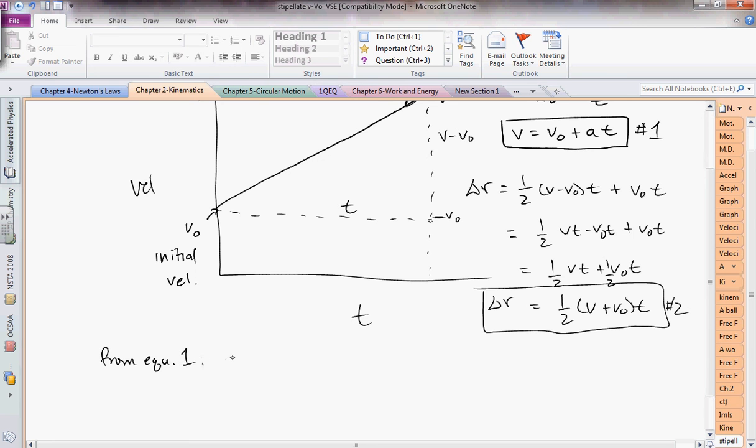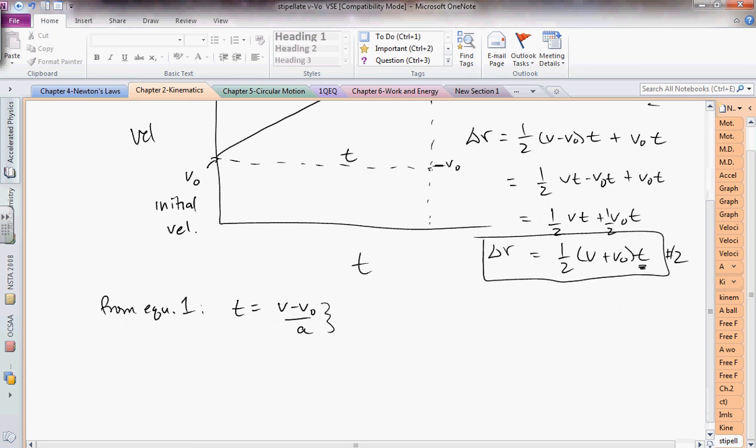From equation 1, we can see that we can express time as t is equal to (v minus v naught) divided by a. That's just algebraic. I just took equation 1 and rearranged it a little bit. And now I'll sub this expression for time into the time in equation number 2, and that will give me delta r is equal to 1/2 (v plus v naught). Instead of writing t, I'm going to write (v minus v naught) over a.